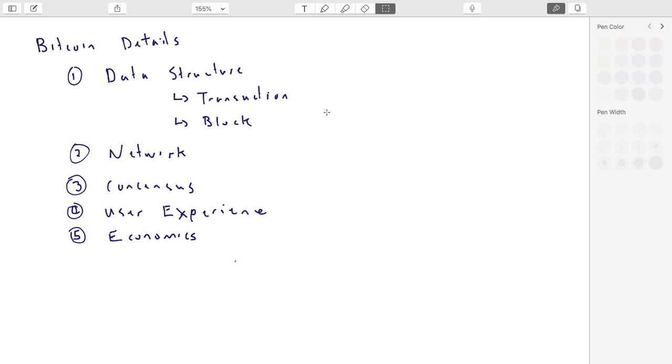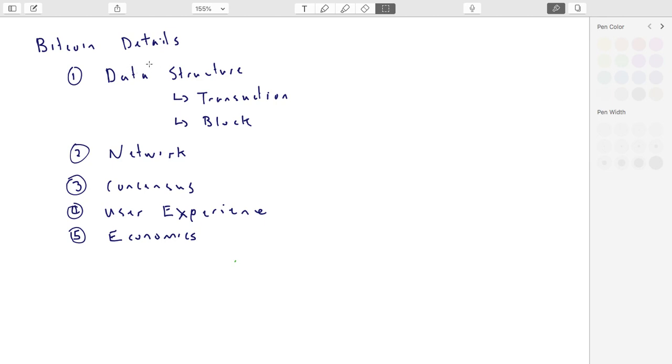What we're going to do now is we're going to go back through the Bitcoin protocol, okay? So we're going to go over and over it a couple times until it hopefully becomes a little bit clearer. And in particular, we're going to look at it from a couple different angles. There's about five angles that I think are interesting to look at.